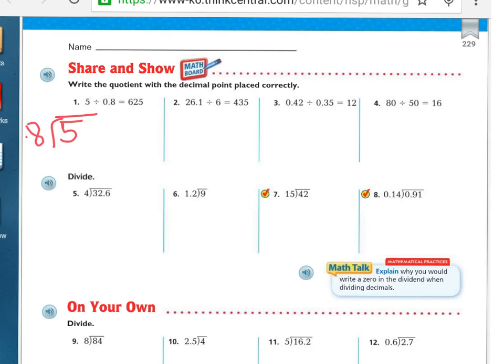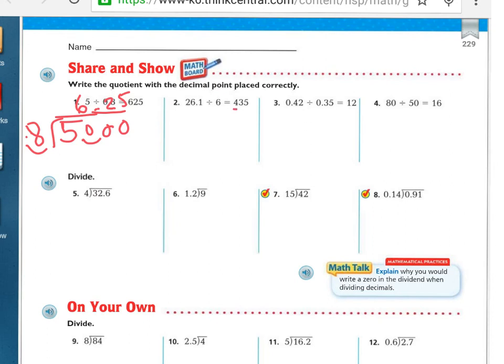0.8, right? So I'm going to have to move my decimal over 1, which means I'm going to move my decimal over 1 here, right? Put my 0, and I'm going to have a decimal right there. So my answer is going to be 6.25. I must have had to add 2 zeros in order to make that one happen.